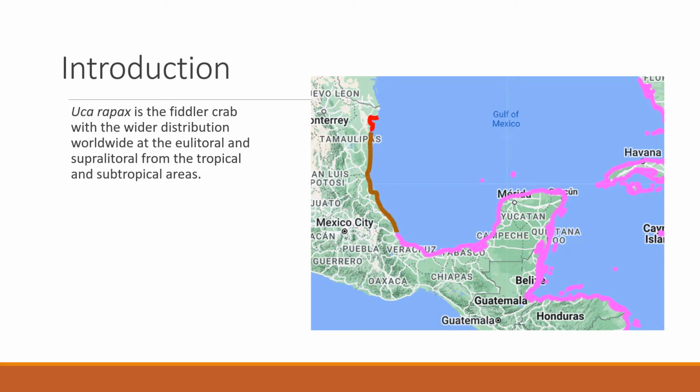Specifically in Mexico, its distribution goes from Laguna Madre in Tamaulipas all the way to Quintana Roo, expanding the distribution described by Thurman in 2018, because we also found it in Tamaulipas and Veracruz. However, this specific Uca rapax was located in Laguna Madre, Tamaulipas.